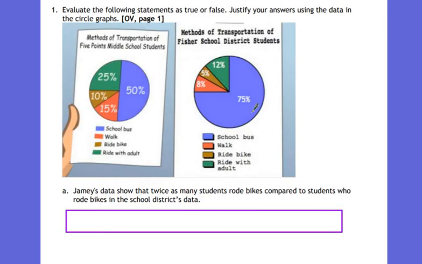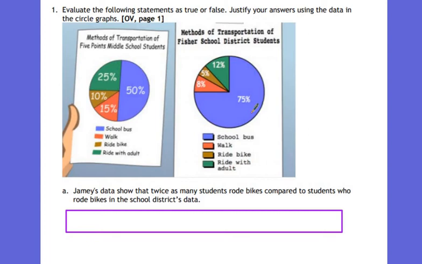Gonna move to number one. It has a bunch of video slides and stuff that goes with this, but I thought I'm cooler than the video slides. So what we have here is two different pie charts. The pie chart on the right is taken from the school district, and it's based on the methods of transportation kids use to get to and from school. So the district's pie chart is on the right. Then this kid, Jamie, wanted to see how his school compared to the whole district. So his is on the left, of his school.